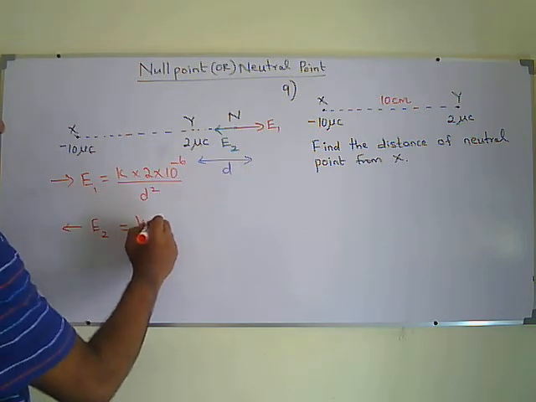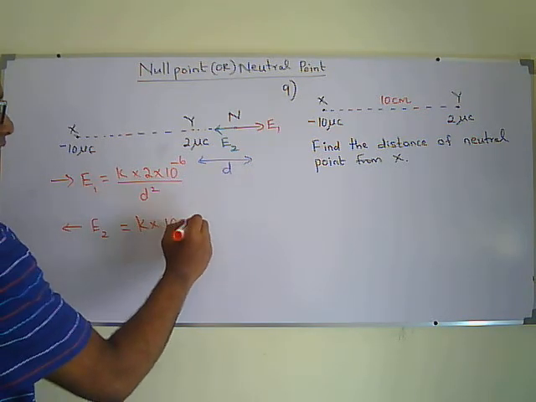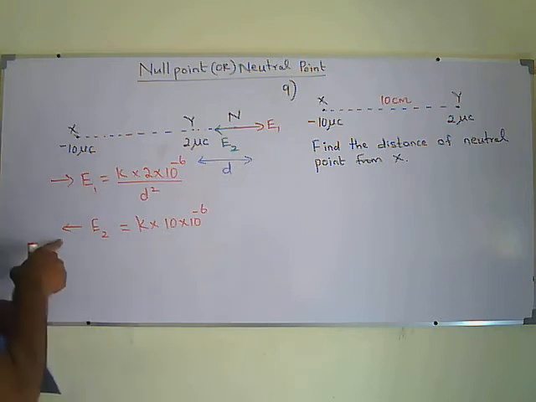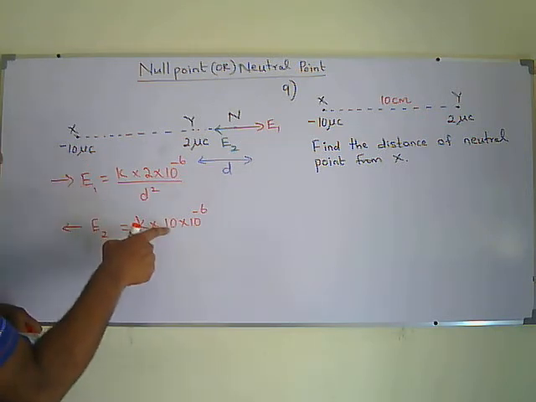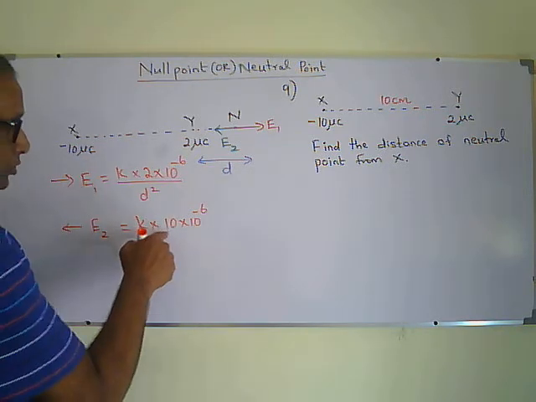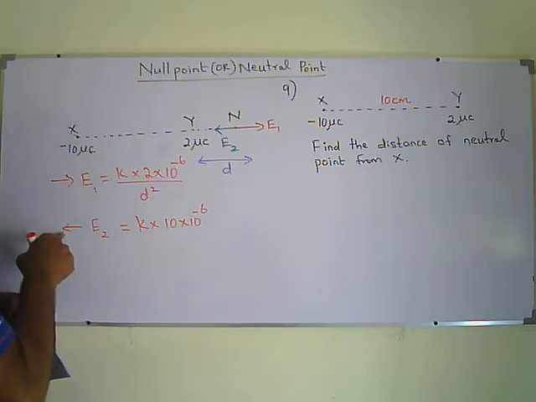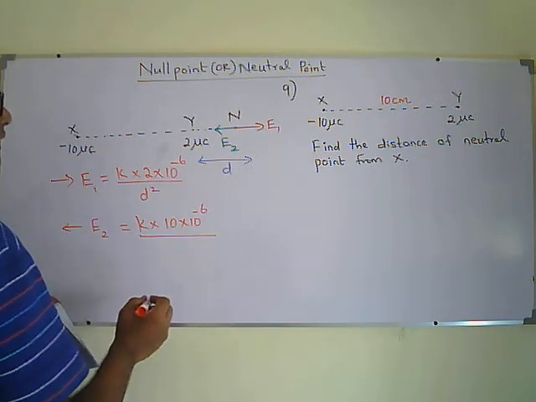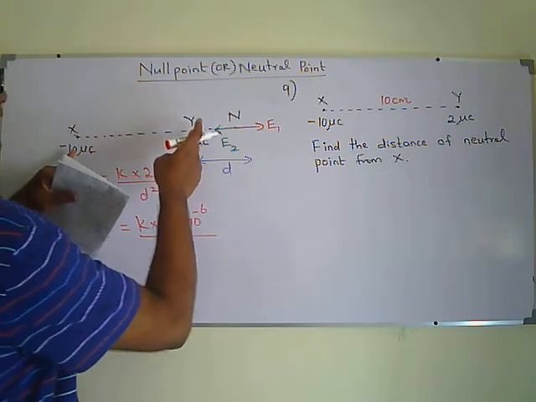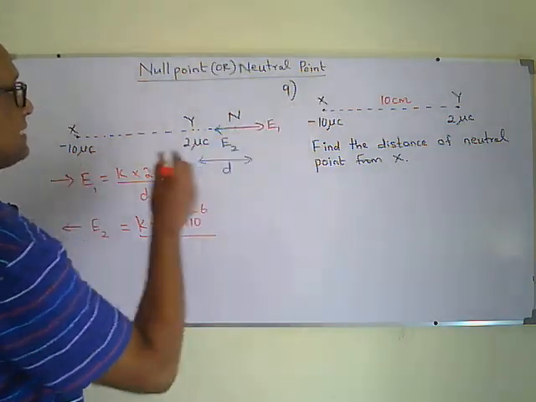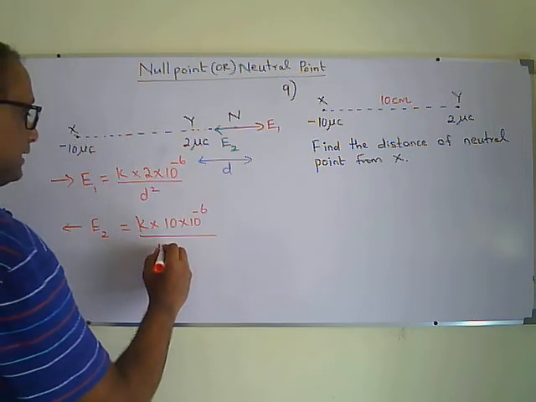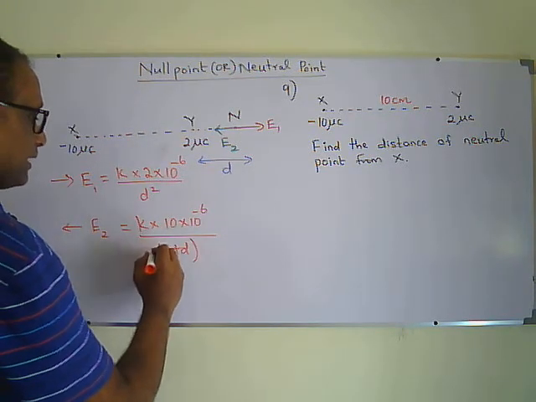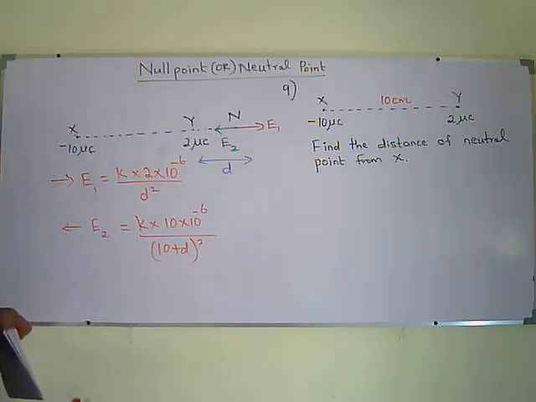The magnitude will be K into 10 into 10 to the power minus 6. Since I already defined the direction, I don't need to put a negative sign here. Over R square, the distance between X and Y is 10 centimeter. So that will be 10 plus D squared. Okay, now is it possible? Can they have same magnitude?